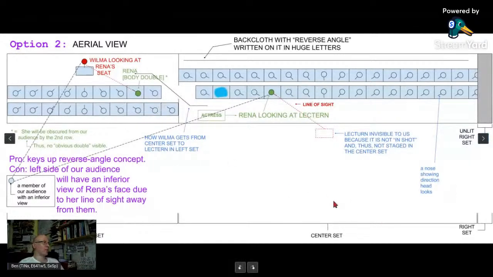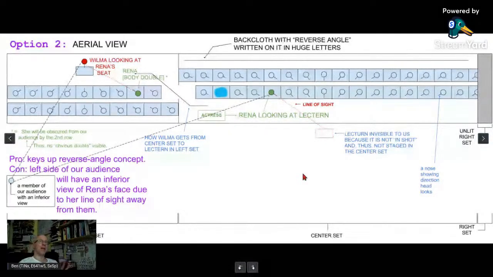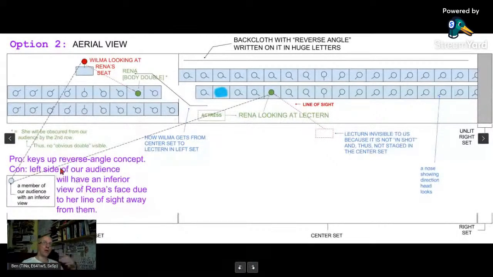Is this not right? Right. But I decided that might confuse the audience. And also, if they're looking that way, it's not as good a view for the left side of the audience.